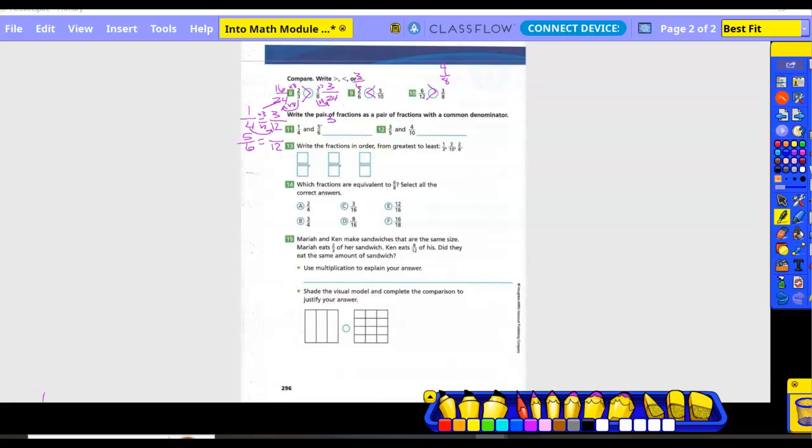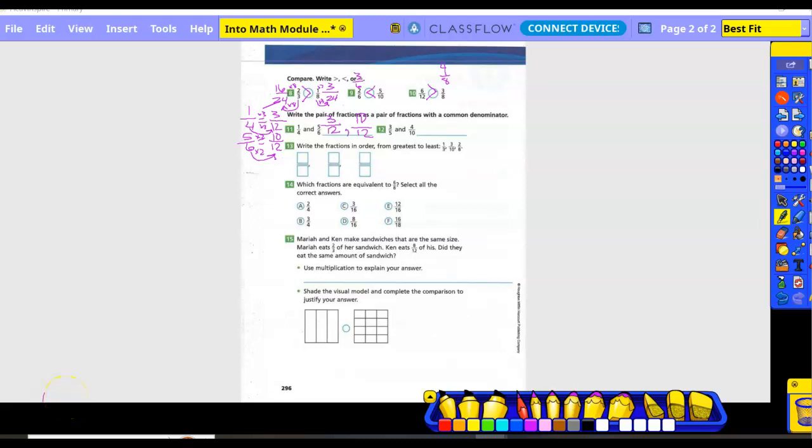So 3/12 would be 1/4, right? How did I get from 6 to 12? Times 2. What I do on the bottom, I do on the top. 5 times 2 is 10. So 10/12.